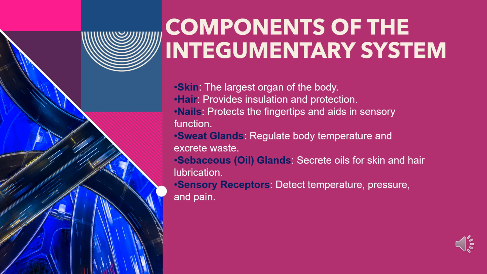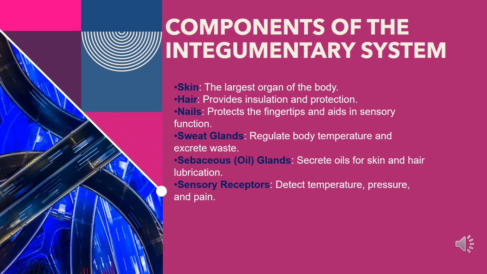What are the components of the integumentary system? It comprises of skin, hair, nails, sweat glands, sebaceous glands, and sensory receptors. Skin is the largest organ of the body. Coming to the hair, it provides insulation and protection. In nails, it protects the fingertips and aids in sensory function.